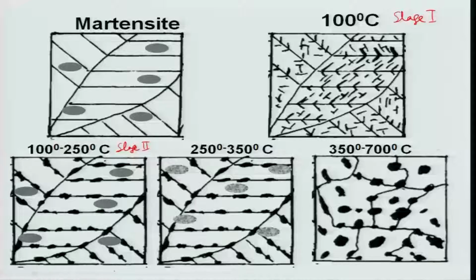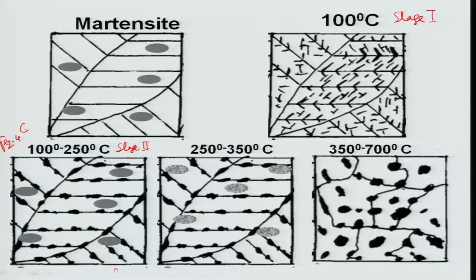But this carbide which forms if you heat this martensite up to 250 degrees Celsius is known as epsilon carbide. It has a composition of Fe2.4C. This is an unsaturated carbide, right. The iron concentration should have been more, it should be Fe3C, but instead it is Fe2.4C.